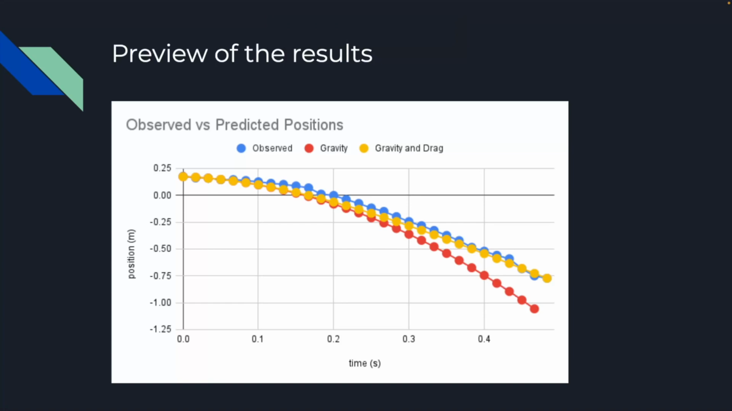So here's a brief preview of the results. As we can see here, the computational model that has gravity and drag better predicts the observed position as time goes on, rather than the gravity-only model.